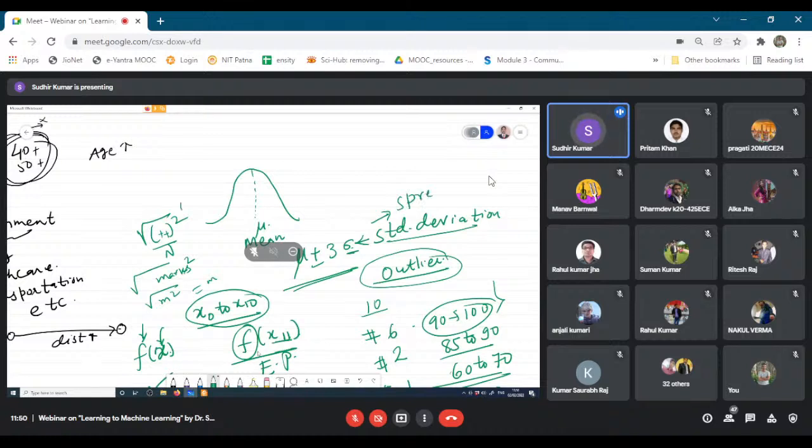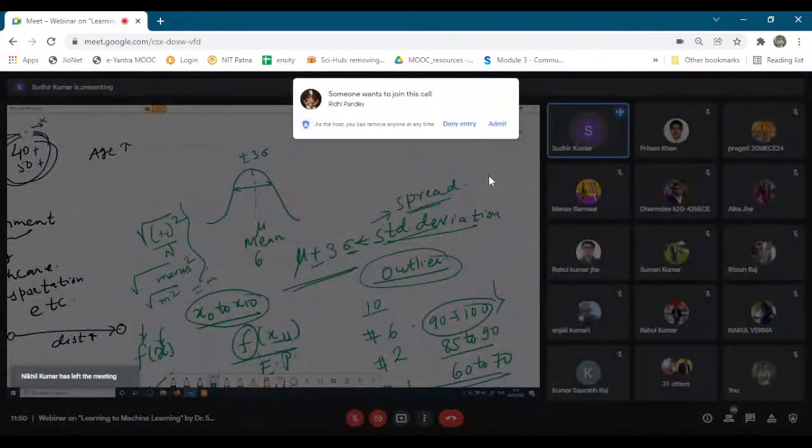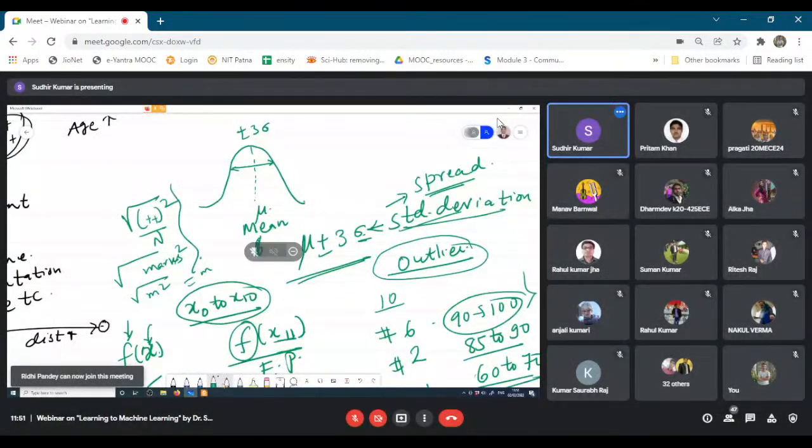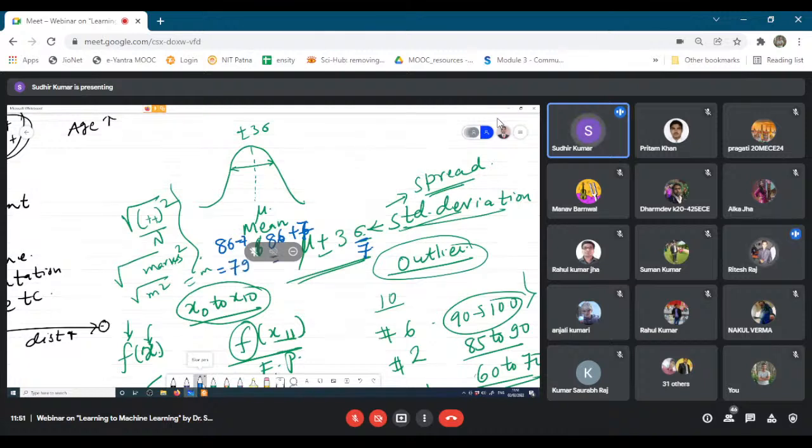Why I have asked this question is so that you understand rather than just remembering things. So this measures the spread. Let us say this is my region, plus minus 3 sigma. For this example, let us say 86 marks is my mean, and the standard deviation comes out to be 7 marks. So 86 minus 7 is 79, and 86 plus 7 is 93.